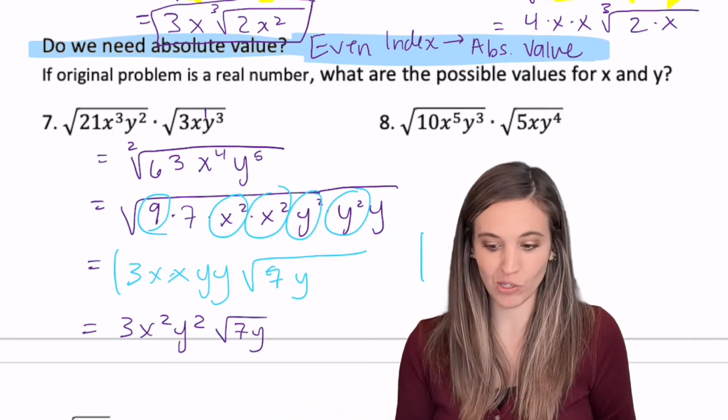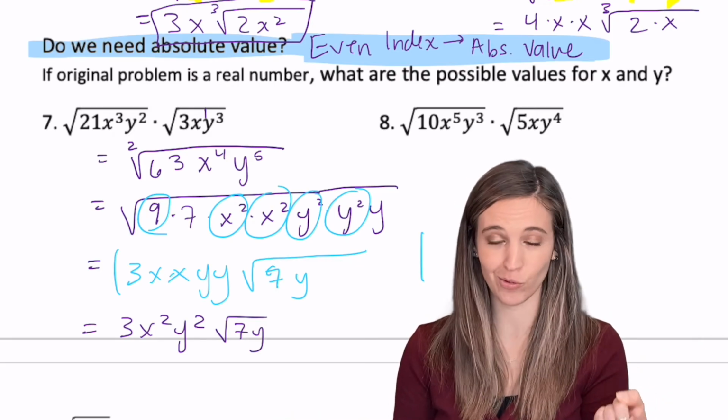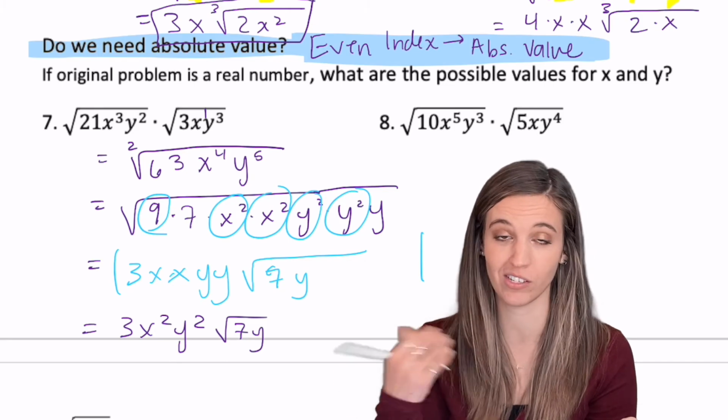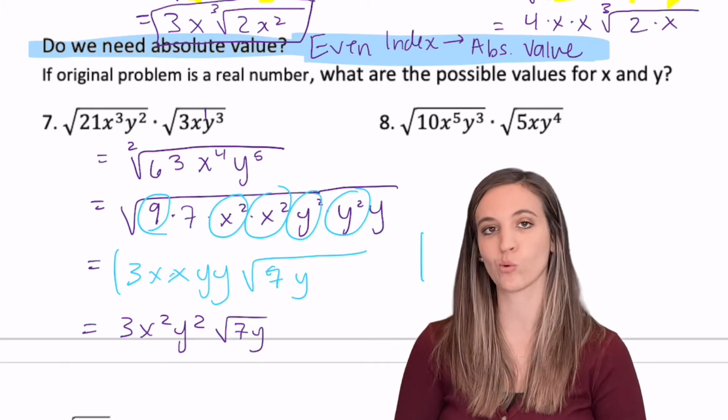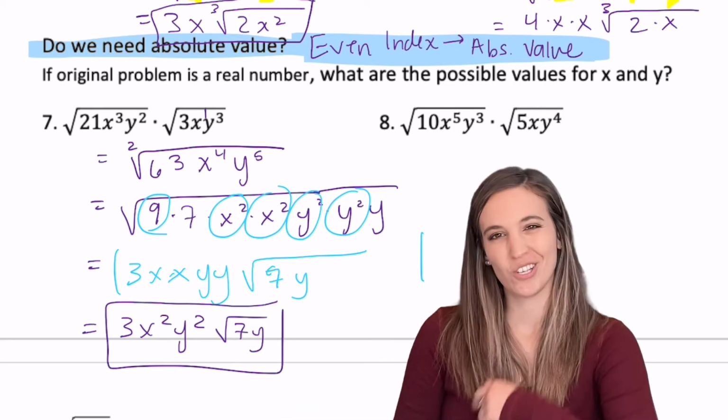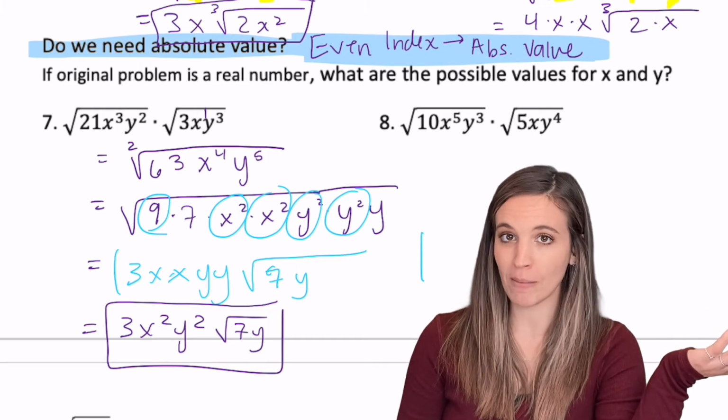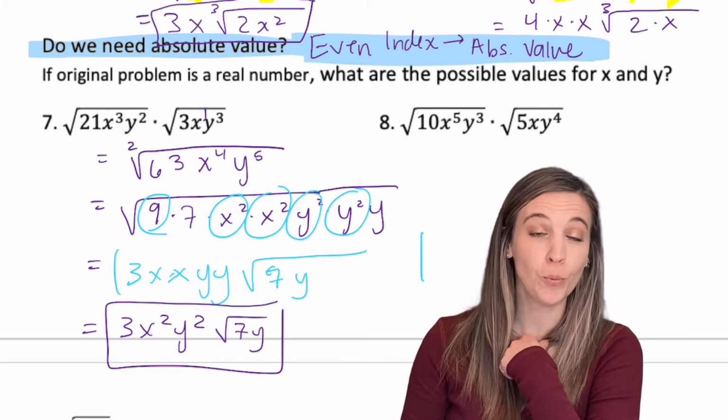I don't really need the absolute value bars, right? Because I already have a positive 3. X squared is guaranteed to be positive because it's squared. Same with the y squared. And the square root of 7y has to be positive. So same deal for the next one. We're going to need some absolute value bars. Why don't you go try to multiply, then simplify?